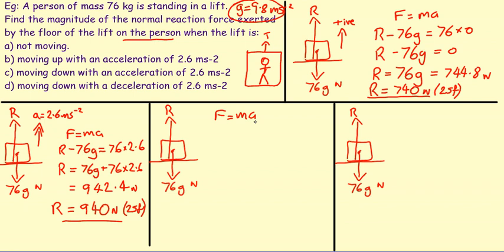Let's keep going. Actually, I would encourage you now to pause and have a go at the next two questions for yourself. See if you can do them. I'm going to run through them now. Pause the video, have a go. So now we're told that it's moving down with an acceleration of 2.6 meters per second squared. So it's moving downwards and accelerating downwards.